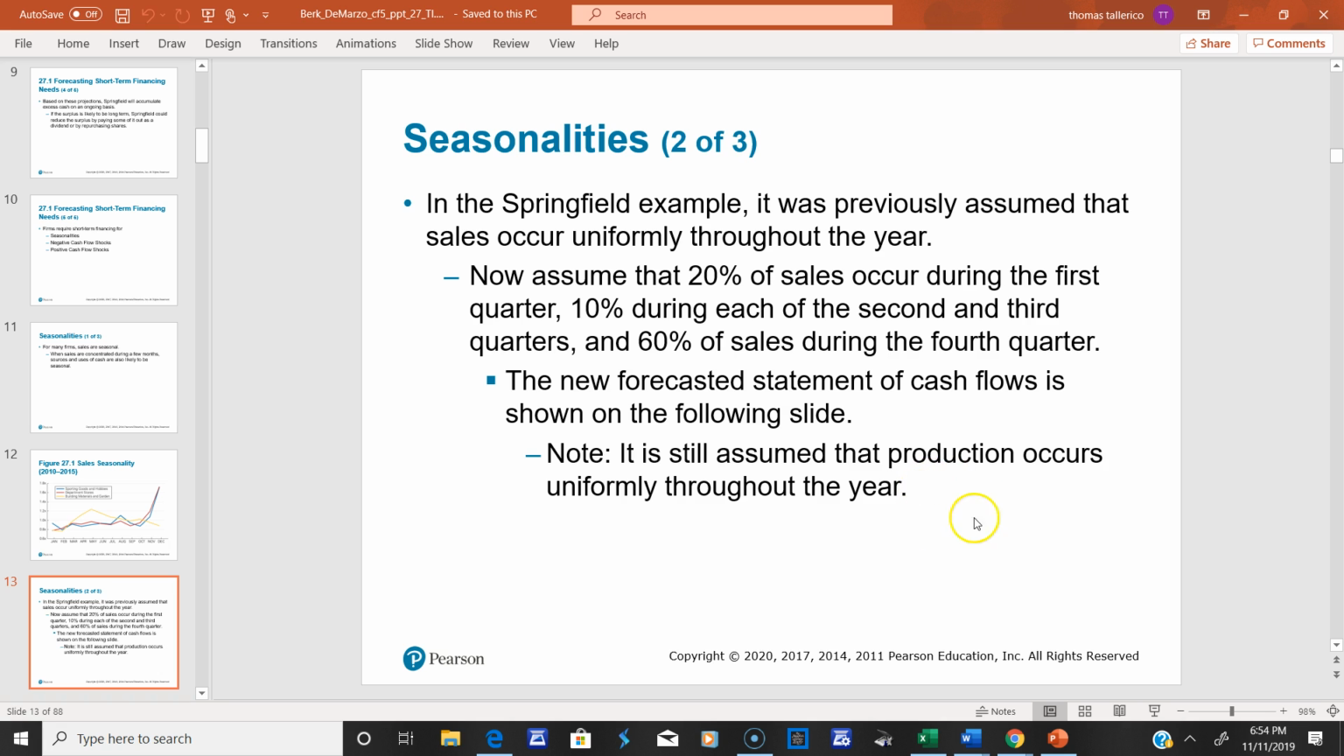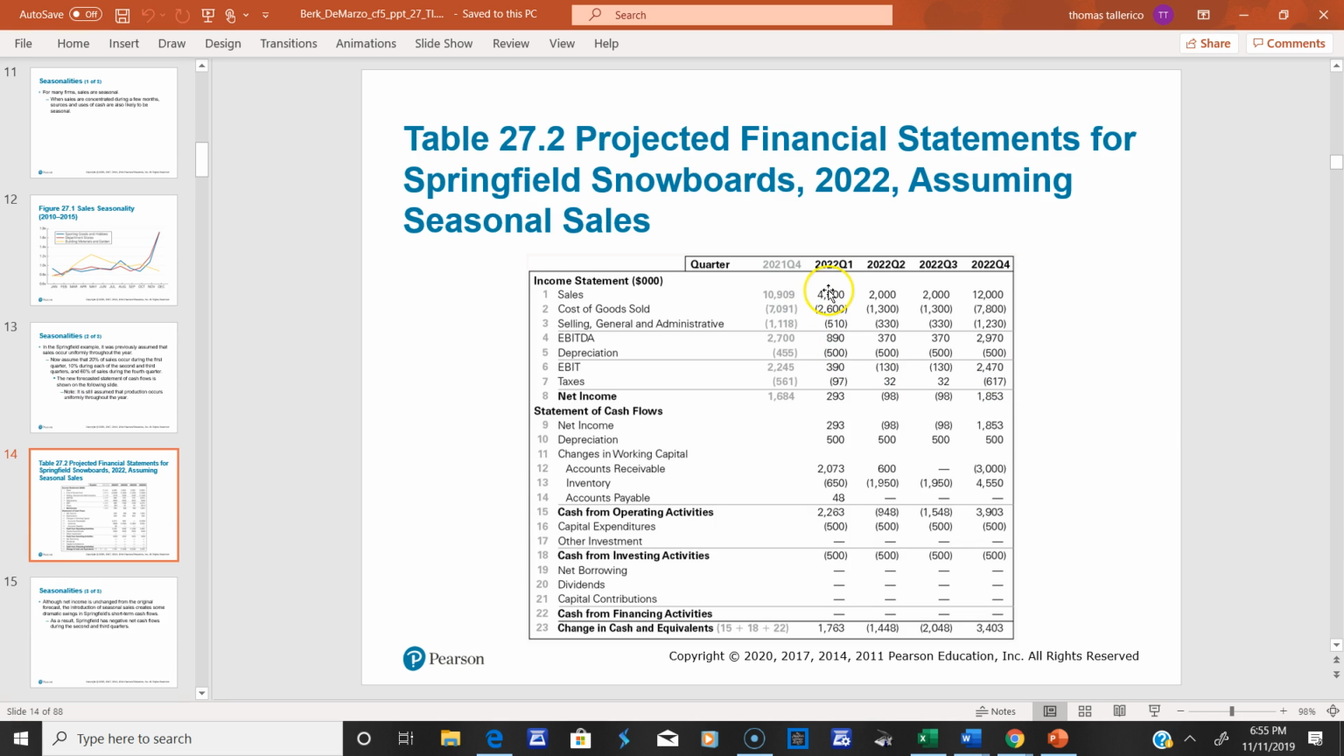So in the previous example we did, it was assumed that sales occurred uniformly throughout the year. Now we're going to relax that assumption and assume that 20% of sales occur during the first quarter, 10% during each of the second and third quarters, and 60% during the fourth quarter. So the new forecasted statement of cash flows is shown on the following slide. It's going to be assumed that production occurs uniformly throughout the year.